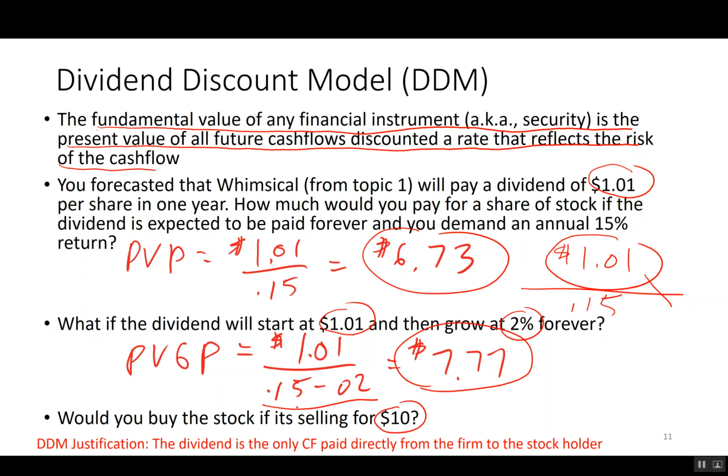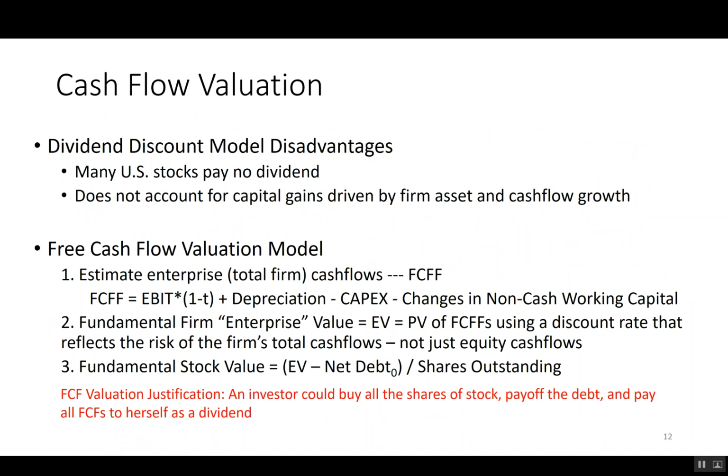Now, if the stock's actually trading for $10, I'd say, no way, I don't want to buy it. So this is the dividend discount model. The dividend discount model says the value of any stock is the present value of all future dividends, and the justification for this model is the dividend is the only direct regular payment that firms make to shareholders. However, there's one other valuation model that's actually more commonly used, and that is the free cash flow models. But let's talk about why people are dissatisfied with the dividend discount model.